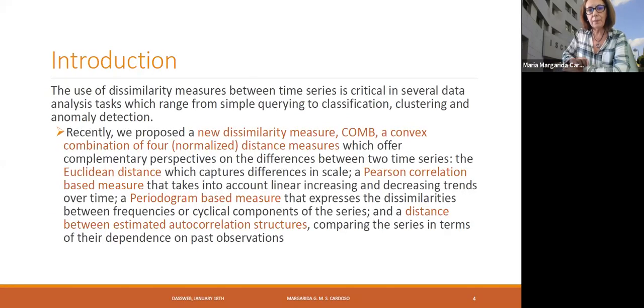So first of all, we know that the dissimilarity measures which are used in clustering, or in some simpler tasks such as querying a database, or also classification, can be critical in these tasks. And we recently proposed a new dissimilarity measure, which is a convex combination of normalized distance measures. The idea was to integrate several aspects of the differences between time series, capturing differences in scale, differences in trends, and also differences that express the dissimilarity between frequencies or cyclical components, and also comparing the series in terms of their dependence on past observations.